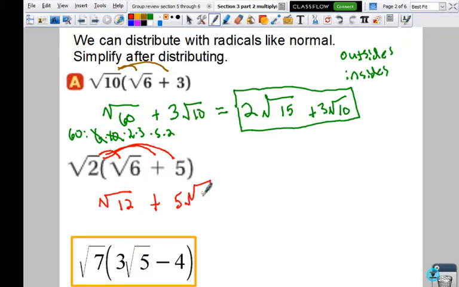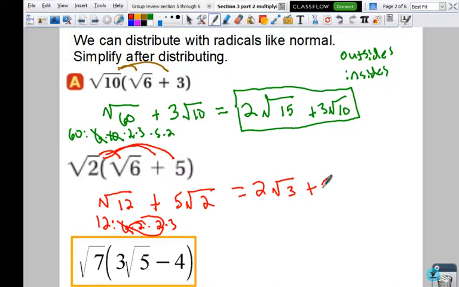5 square root of 2. That's a terrible square root. 5 is the outside. Square root of 2 is the inside. And then it's just like our warm-up. So I can split up 12. 12 is going to be what times what? 6 times 2. But 6 is really 2 times 3. And then a pair of 2's get kicked out. So this is really 2 square root of 3, plus 5 square root of 2.